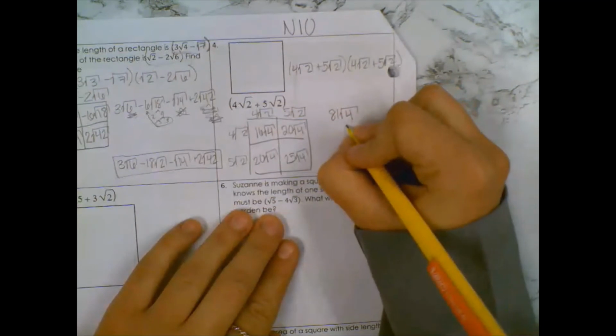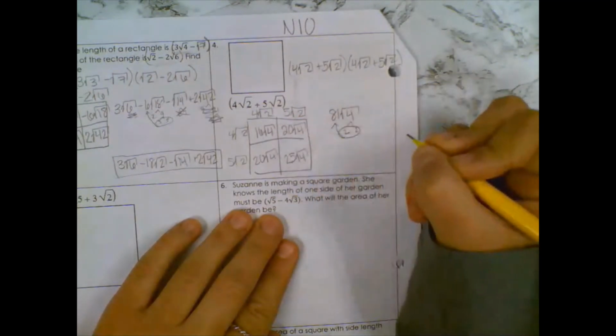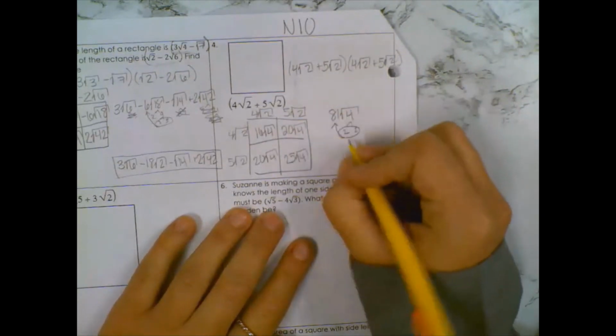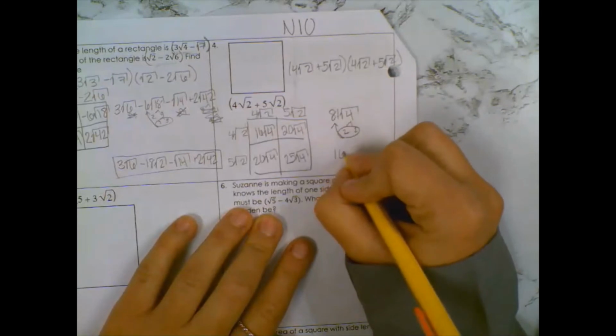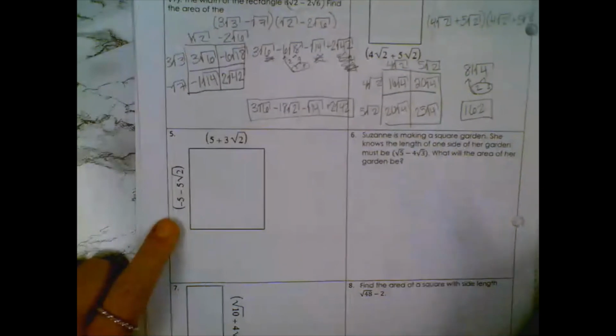Now we do have to check for simplifying, and 4 does break into 2 and 2. And so this is actually a perfect square because all my couples will come out. So 81 times 2 is 162, and that is the area of our square. So try number 5 on your own, see how you do, and then we'll check. So pause video, try on your own.